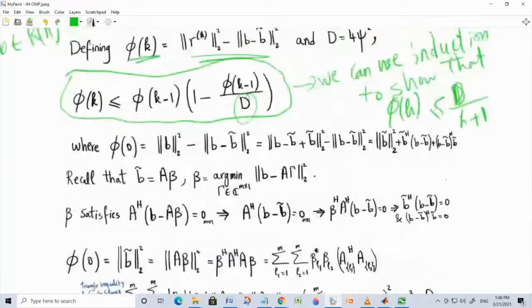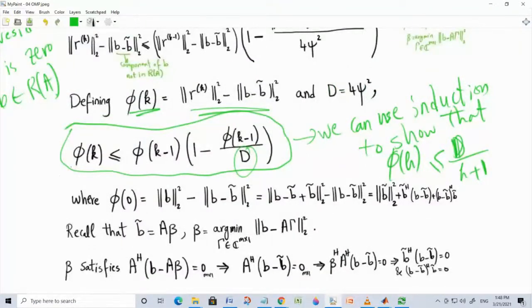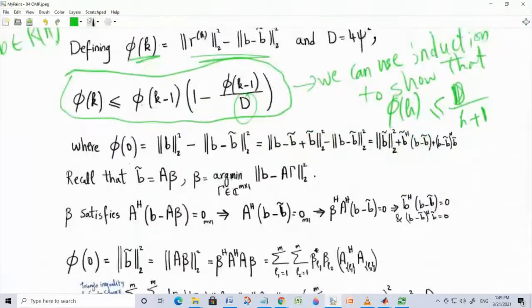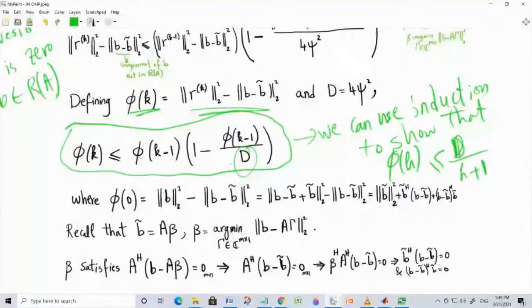Again, it's a nice thing. Typically we solve difference equations, where on the left hand side we have something that is a function of k, and on the right hand side it's k minus 1. So this is a difference inequality. The idea is that we try to write phi of k as less than or equal to some explicit function of k. Using induction, you can use this inequality to show that phi of k is less than or equal to this constant d divided by k plus 1.